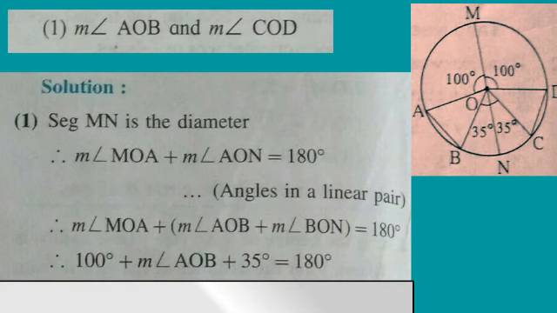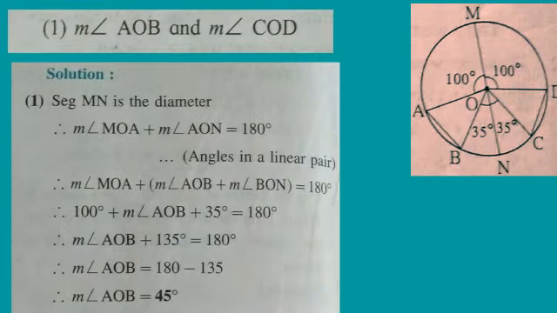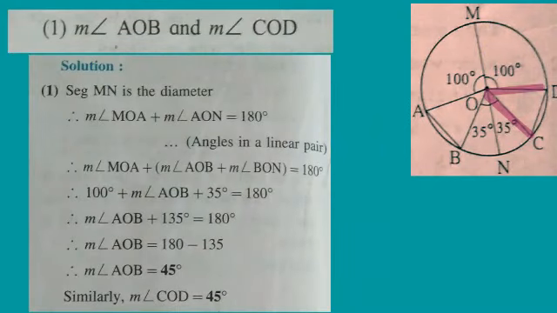Let's do the addition of 100 and 35, that is 135. That is, measurement of angle AOB plus 135 degrees is equal to 180 degrees. Let's send the 135 to the opposite side to subtract it from 180 degrees. Therefore, we get the answer: measurement of angle AOB is equal to 45 degrees. Now students, we have to find the measurement of angle COD. Similarly, we do the same process on the other side of the diameter MN, and from that calculation we get the measurement of angle COD is equal to 45 degrees.